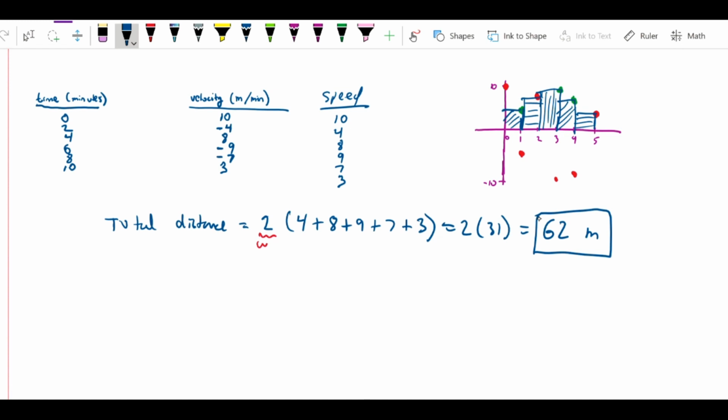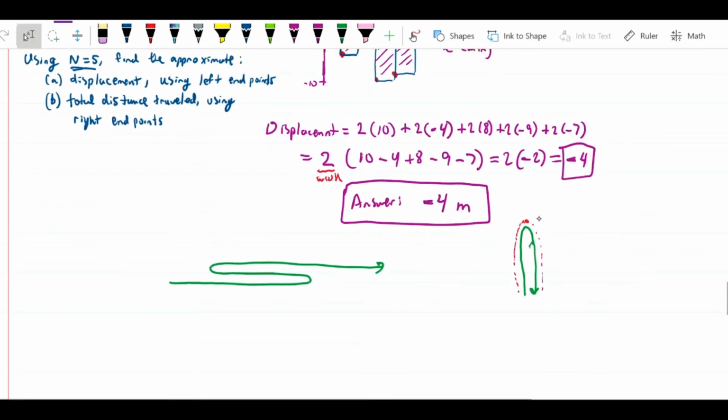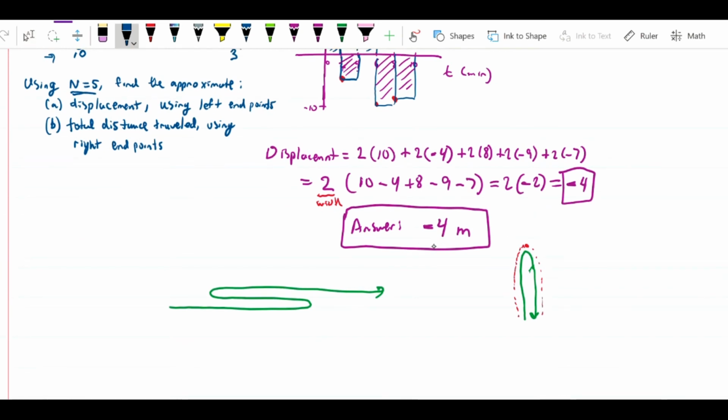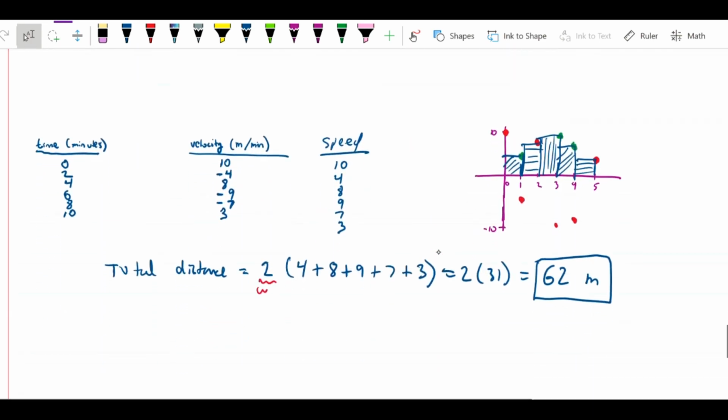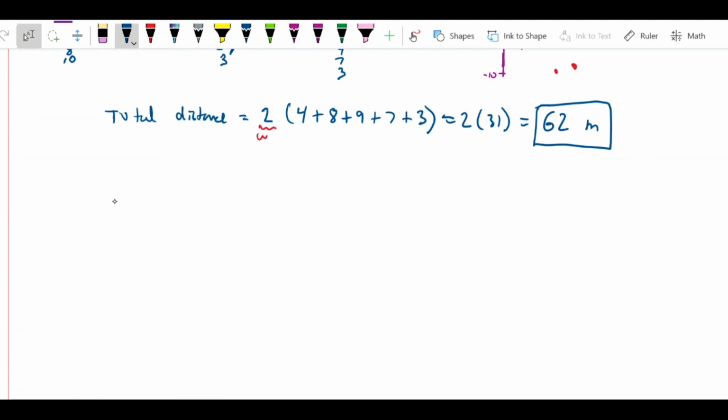So it's sort of interesting. The particle actually ends up 4 meters behind where it started, but because it switched directions so many times, it actually travels a total of 62 meters to get there. So what's the lesson here, really? The lesson is that displacement is equal to the signed area under the velocity function v of t.